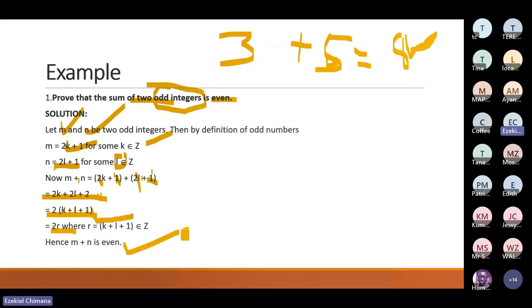So hence m plus n is even. This is how you do the direct proof. This is how you can prove that m plus n is even, or that the sum of two odd integers is even. I don't know if there are questions on this one.